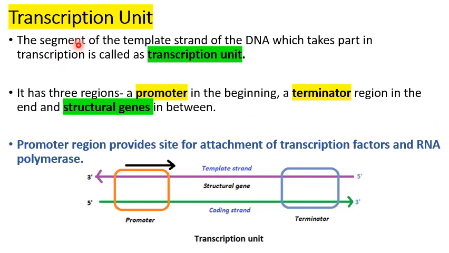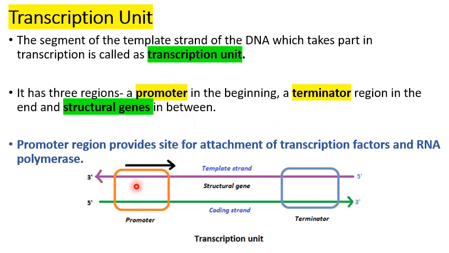Now, what is a transcription unit? That segment of the template strand of the DNA that takes part in transcription is called a transcription unit. And this transcription unit will have three regions: first, a promoter in the beginning, a terminator region in the end, and structural genes in between.